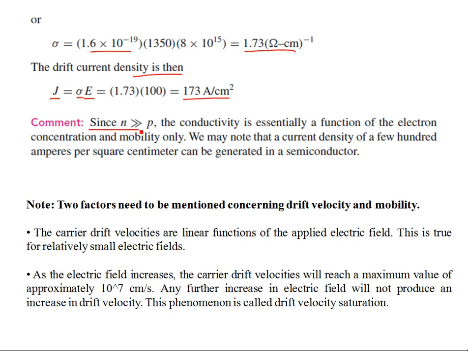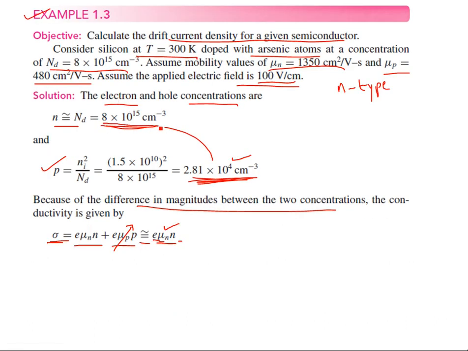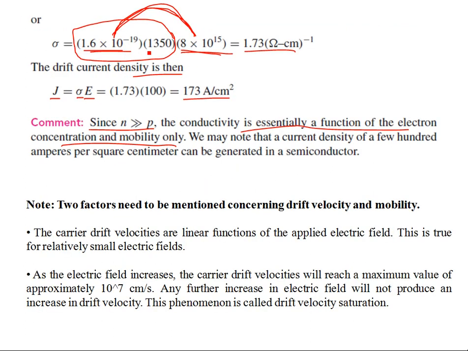Since this is an N-type material, the conductivity is essentially a function of electron concentration and mobility only, right? Conductivity depends on how much charge is being moved. This is the fundamental charge, and this is the concentration of the negatively charged particles, so this is how many coulombs you are moving, and this is the mobility. These are all the factors affecting the conductivity of the N-type material. So the conductivity is essentially a function of the electron concentration and mobility only.